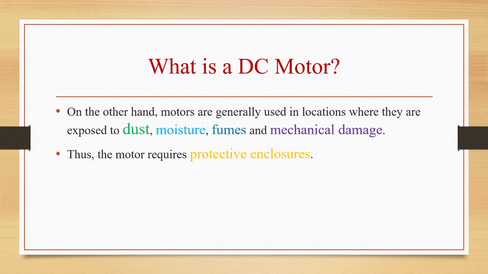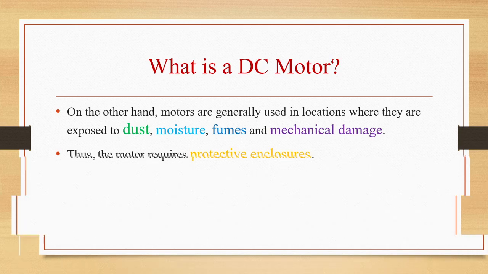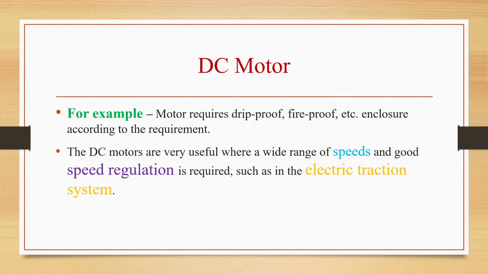And on the other hand, motors are generally used in locations where they are exposed to dust, moisture, fumes, and mechanical damage. So motor requires protective enclosures. So the main difference between generator and motor is that generator can be used open, and motors should be used with protective enclosures, because they are used in locations where they are exposed to dust, moisture, fumes, and mechanical damage. For example, motor requires drip proof, fire proof, etc. enclosure according to the requirement.